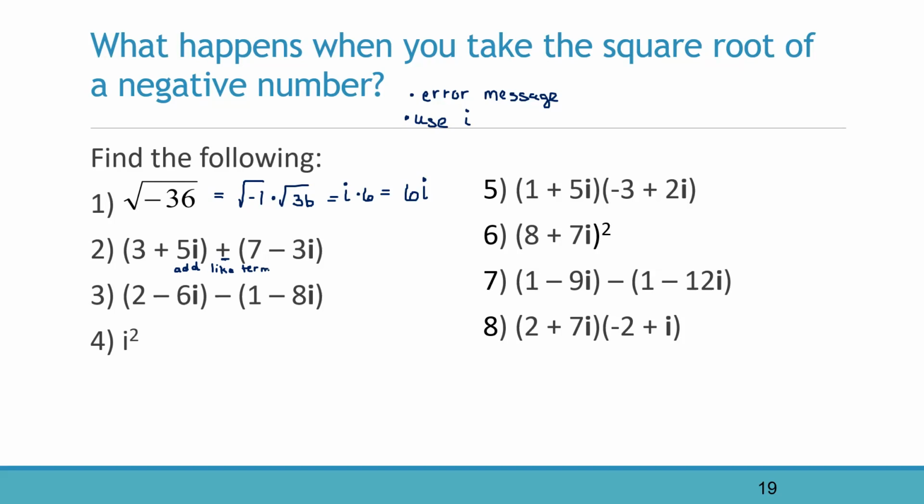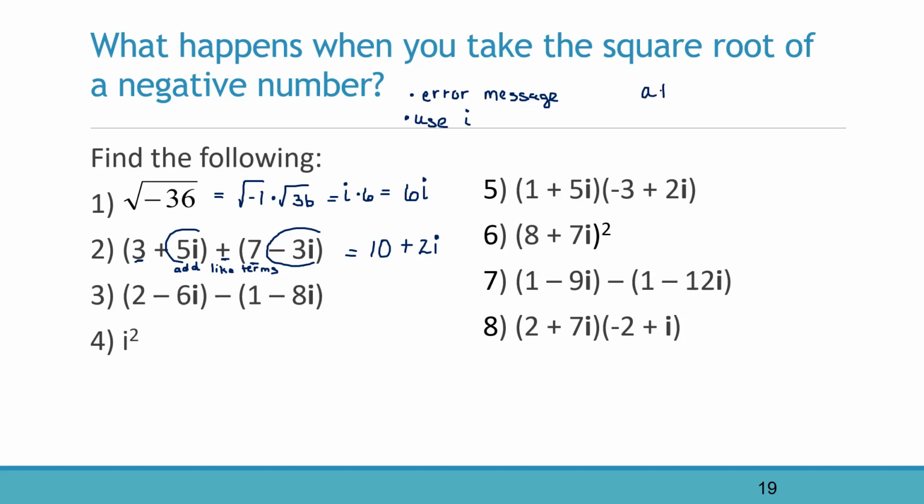And so I add the real parts. So the real parts are 3 and 7, and I add them together, and I have 10. And I add the imaginary parts. So I have the 5i, and keep the sign with it, the -3i, and I add them together, and I have +2i.